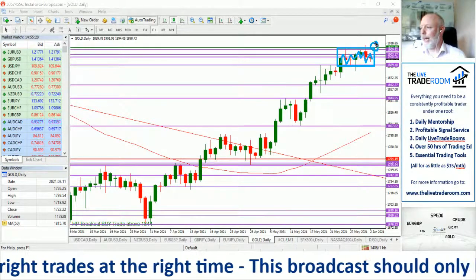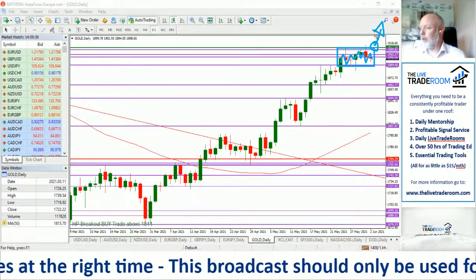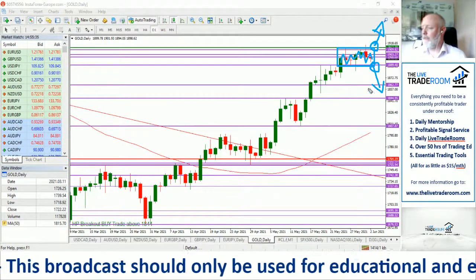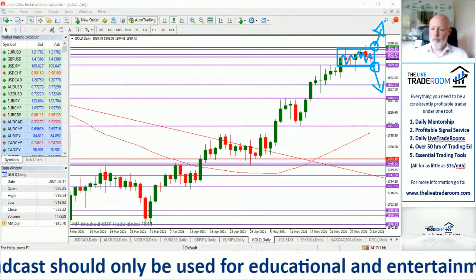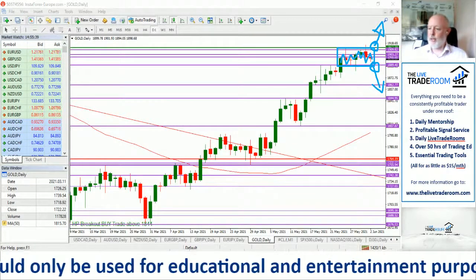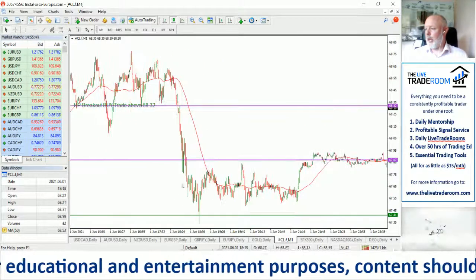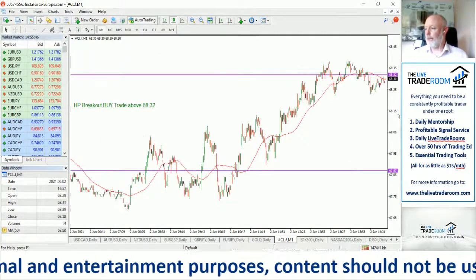So again, a breakout above the 1910 to the upside, or a breakout below the 1890 to the downside, are potentially decent quality trades. And just looking at the commodity, the oil market.